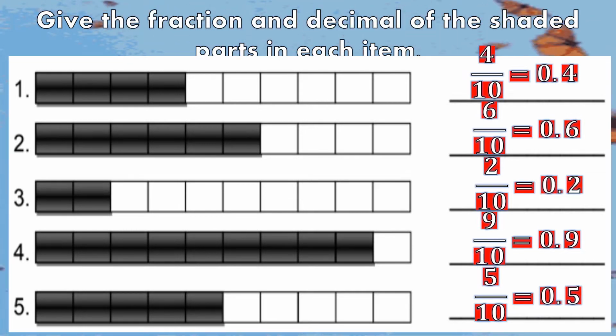So this is how we equate fraction to decimal. Over 10, which is the denominator, is divided into 10 equal parts.